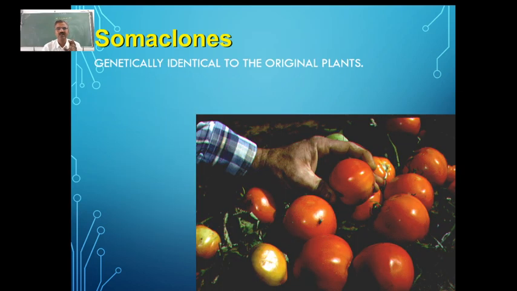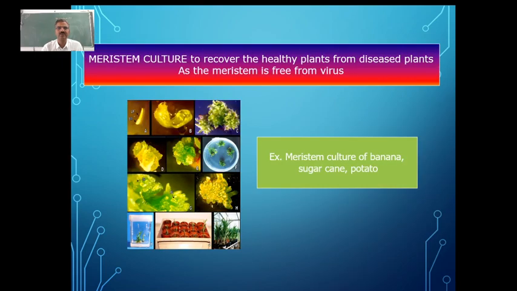Then these plants which are obtained are going to be similar to the parents because we are getting the vegetative part of it. That's why they are said to be somaclones, which are genetically identical to the original plants. So they are all called somaclones. Tissue culture is also called somatic cloning. Cloning is nothing but multiplication.